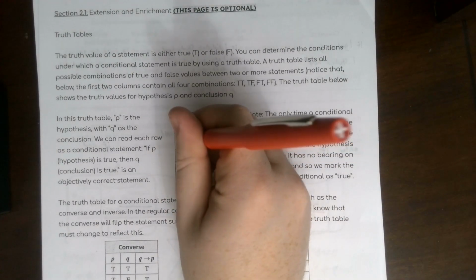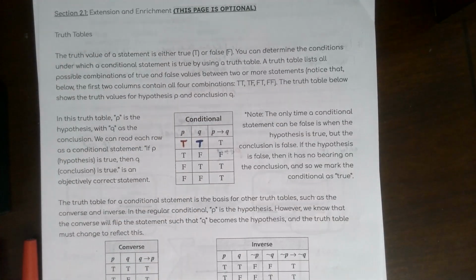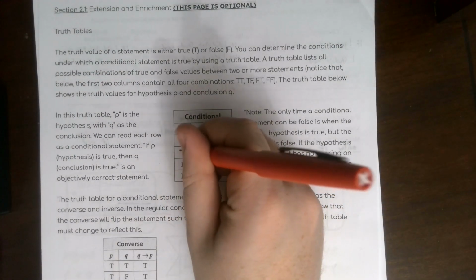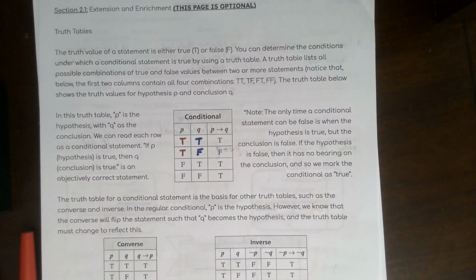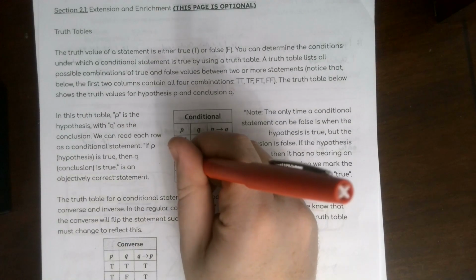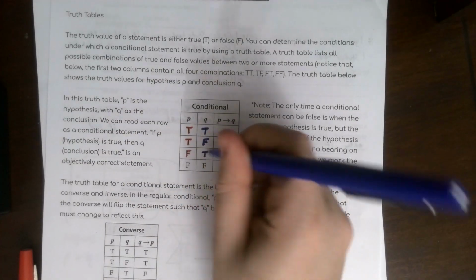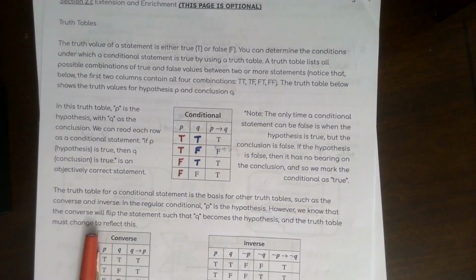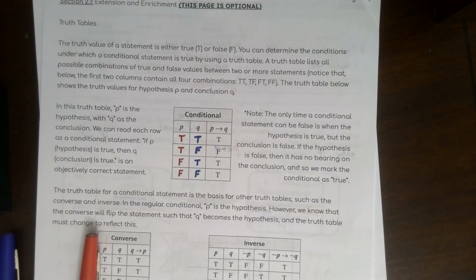So maybe the hypothesis is true and the conclusion is true. We have that. Maybe we have the hypothesis is true and the conclusion is false. We've got that too. What if the hypothesis is false, but the conclusion is true? Yep, still got it. Finally, what if the hypothesis is false, but the conclusion is false? We've got that in stock as well. They're just in the back.